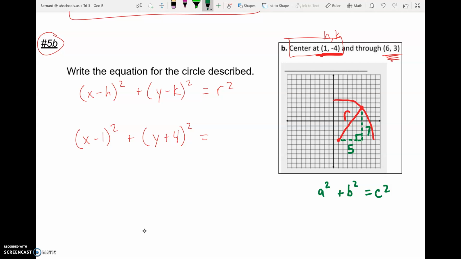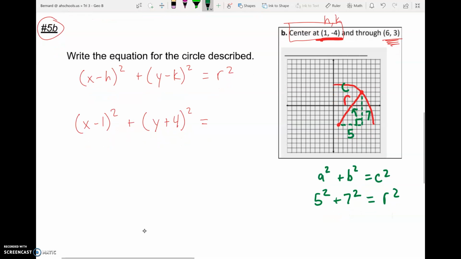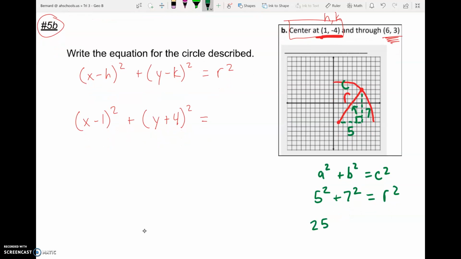right? And then we want to think, okay, in the a squared plus b squared equals c squared situation, across from our 90 is always c. So our r right now can replace where our c is. And so we're going to work with 5 squared and 7 squared, and it's going to end up equaling our r squared. So let's do that. 5 squared plus 7 squared equals r squared. 5 squared is 25, 7 squared is 49, and that equals r squared.